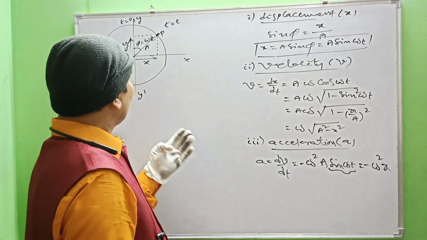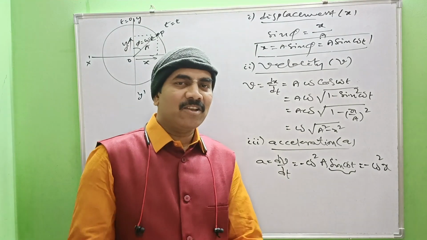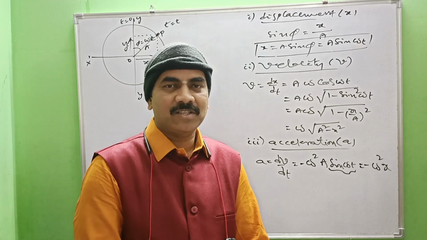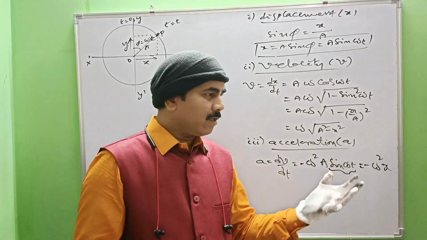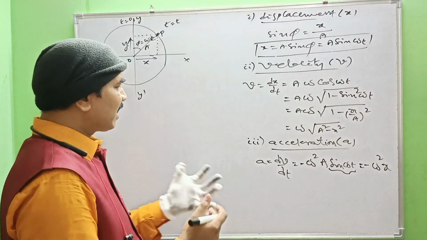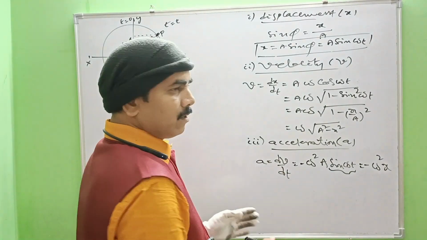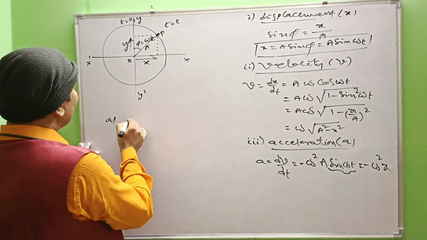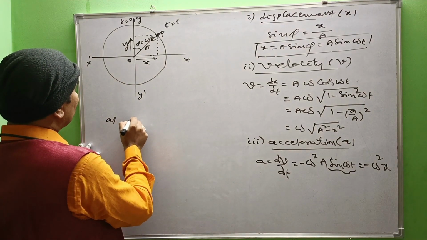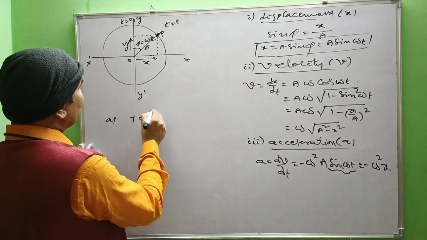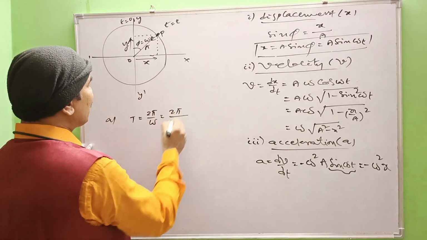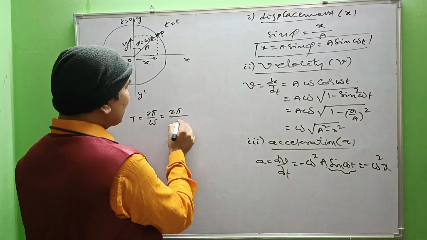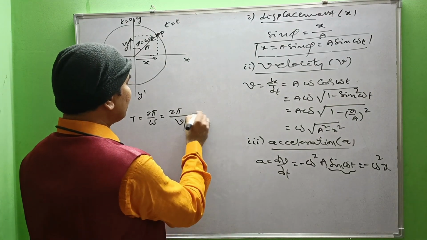So let us see, when a particle is under uniform circular motion, how its projections make simple harmonic oscillations. What are the required factors here? First one, time period must be constant. Time period T equals 2 pi by omega, where omega is the angular frequency, omega equals v by r, so T equals 2 pi r by v.